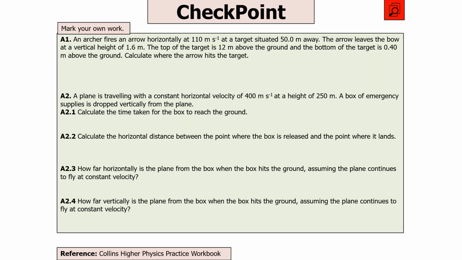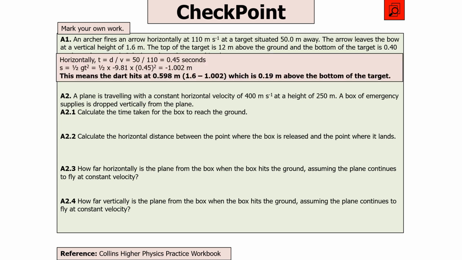Right, in this first one, again, we can do horizontally. We've talked about this before. Time is going to be distance over the horizontal velocity. 50 over 110 is 0.45 seconds. So we can now do vertically.